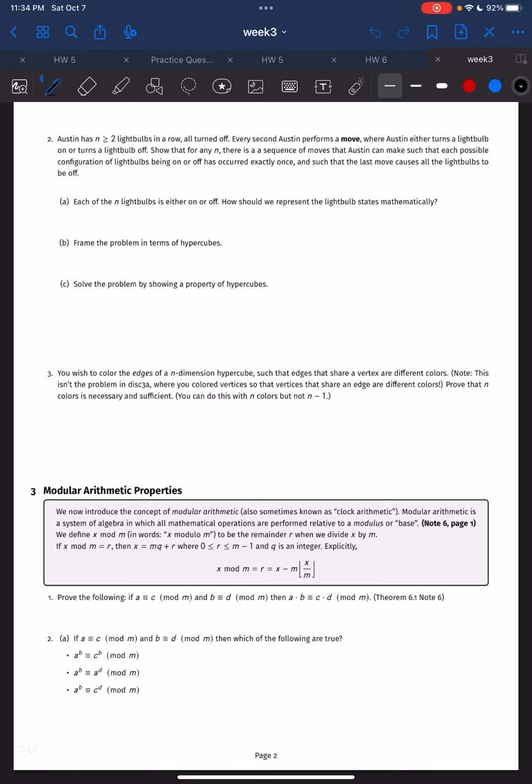Yeah. So we'll be doing problem 2 on week three's worksheet 2.2. First off, this is going to be a hypercube problem.